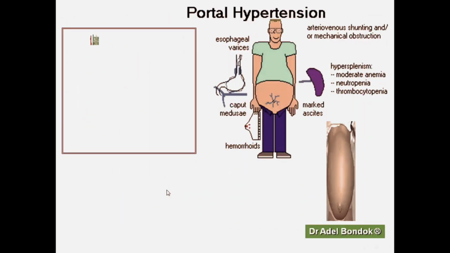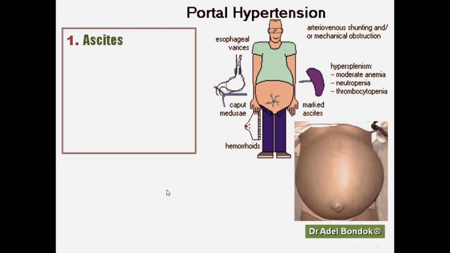Portal hypertension increases the pressure in the portal vein due to liver cirrhosis. So what are the clinical features of portal hypertension? Number one, ascites. Accumulation of excessive serous fluid in the peritoneal cavity. Number two, due to obstruction of the venous drainage from the spleen, the spleen gets enlarged, splenomegaly.